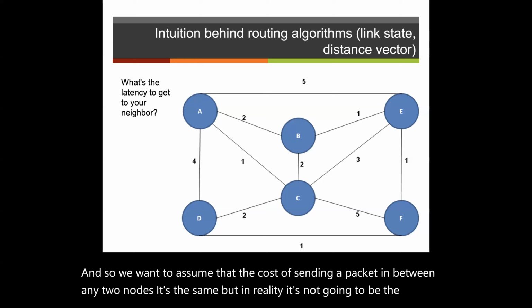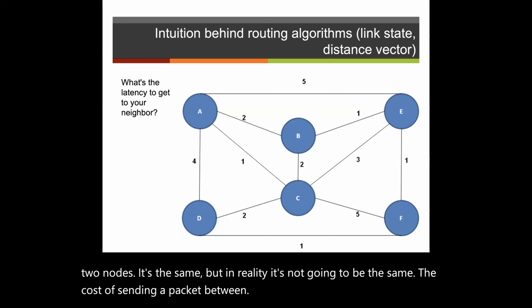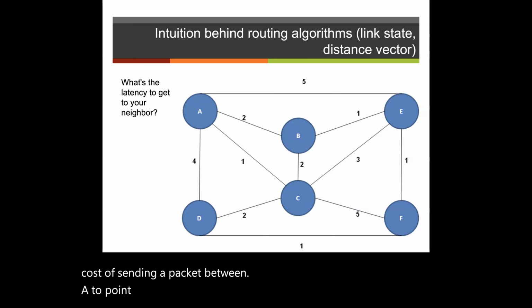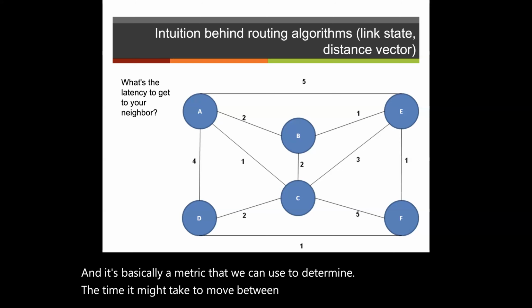The cost of sending a packet from point A to point B or point A to point C is going to be denoted as a cost. And it's basically a metric that we can use to determine the time it might take to move between two hosts.